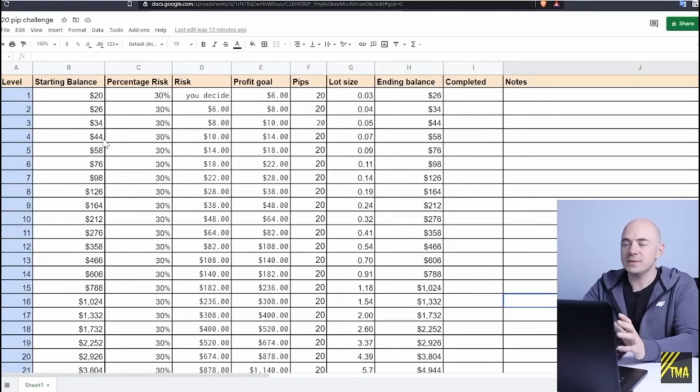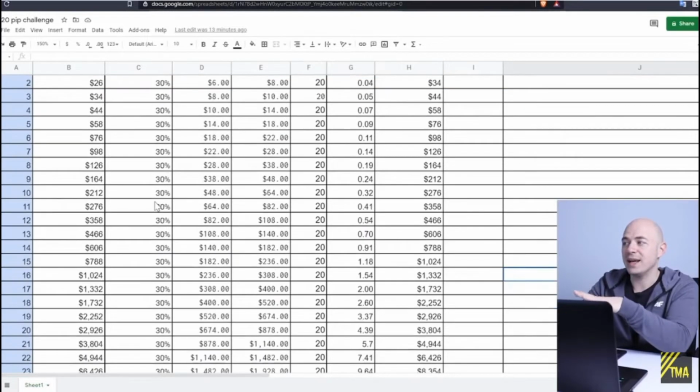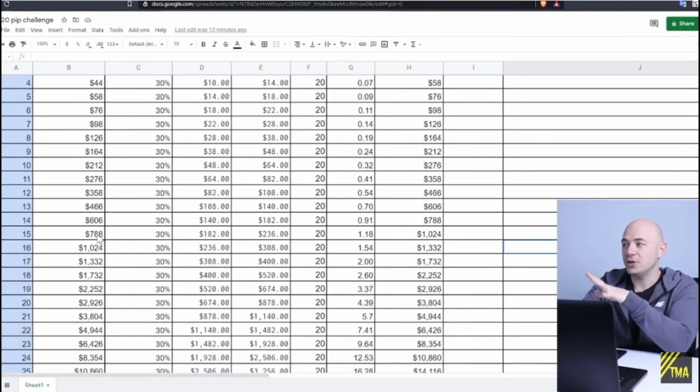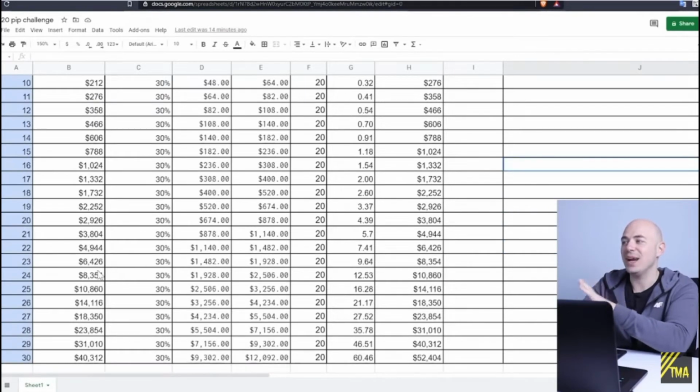These first few numbers may not seem dramatic at all. You're like, oh, cool, I'm gonna get $6. It's not that big of a deal. But as you keep increasing your lot size, trying to get the exact same 20 pips, you can see as your account grows, this number gets dramatically bigger. By the time you're on trade 15 to 17, you're looking at $200 to $300 per trade that you're getting. One trade, $300. Then once you get to the higher rankings, this is where it gets absurd.